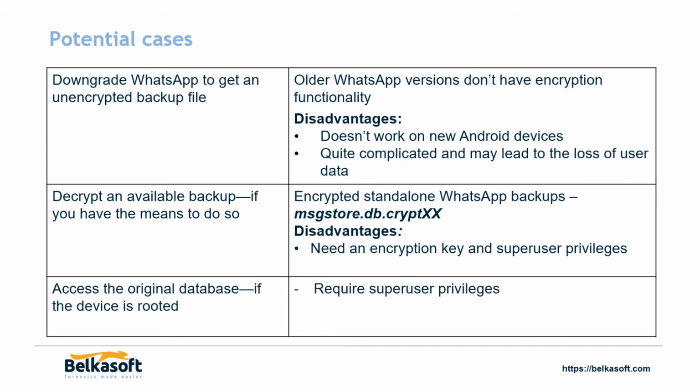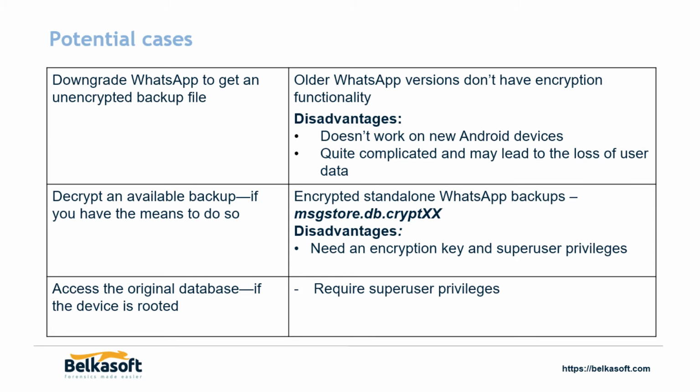There are two disadvantages of this method. It will not work on new Android devices, and it's quite complicated and may lead to the loss of user data. Some Android devices may contain so-called standalone backups, which were created for WhatsApp. Those backups are usually encrypted. Encrypted WhatsApp backups usually appear as .cryptxx, where XX stands for number 1, 2, 12, etc.